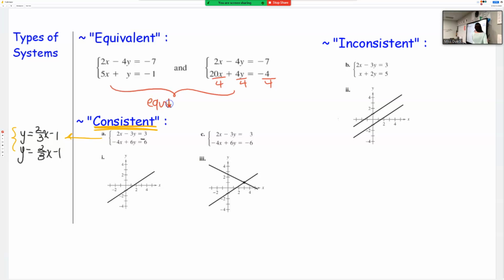Equivalent is a comparison word. Equivalent is, hey, how does one system compare to the other? I was using it as an adjective for one. That's where my brain got messed up, instead of remembering that it's a comparison between two different systems, not two different equations. So these are equivalent because they actually end up saying the exact same thing.